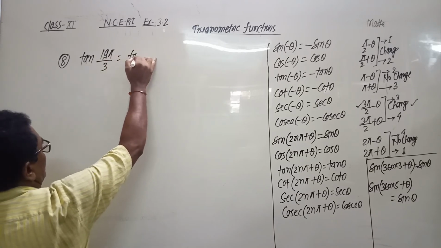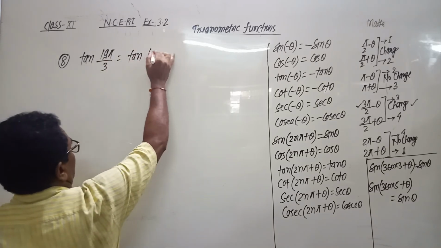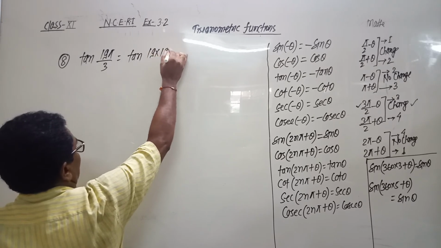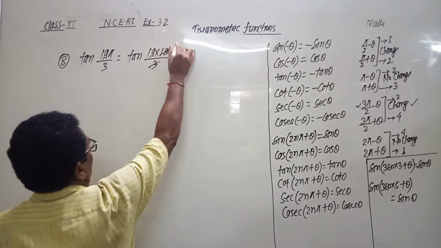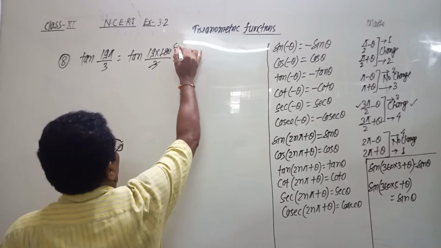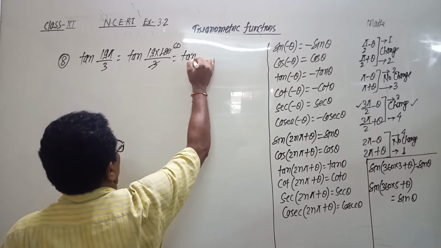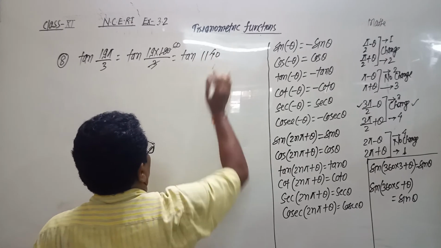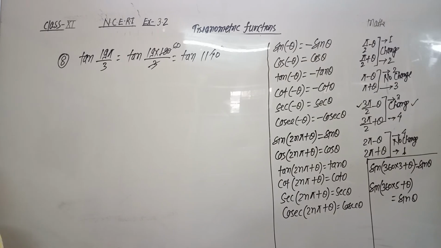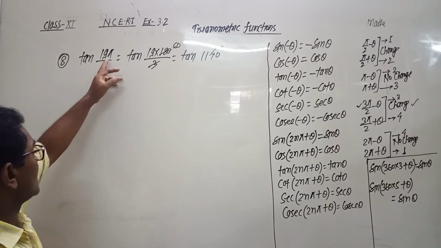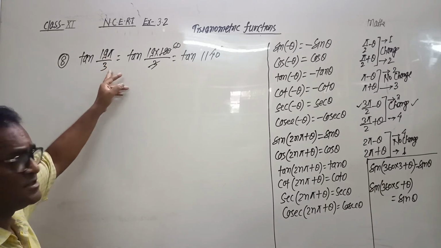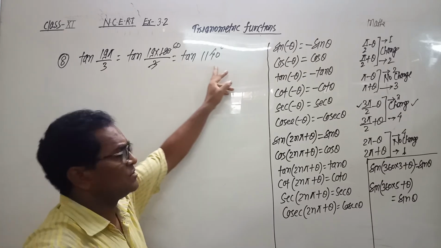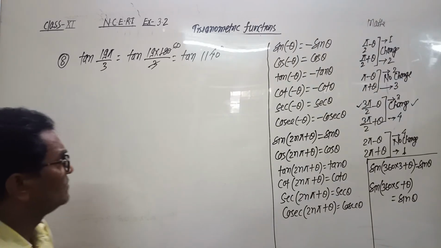So tan 19 pi by 3 can be written as tan of 19 into pi, where pi is 180 degrees, upon 3. So we get 60, and we get tan of 1140 degrees. We have to find the value of tan 1140 degrees. So 19 pi by 3 is in radians; in degrees, it would be written as 1140.